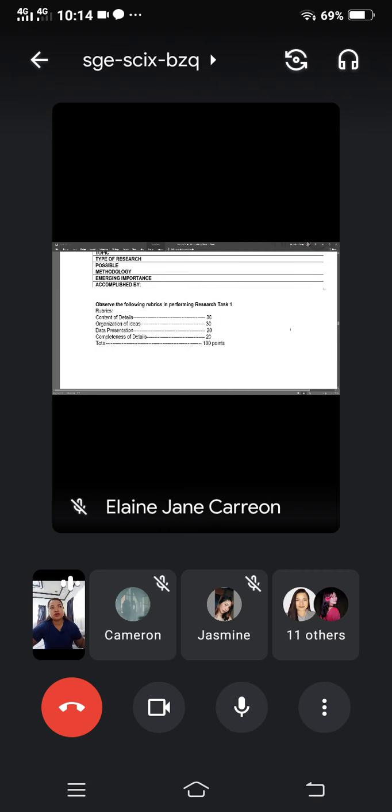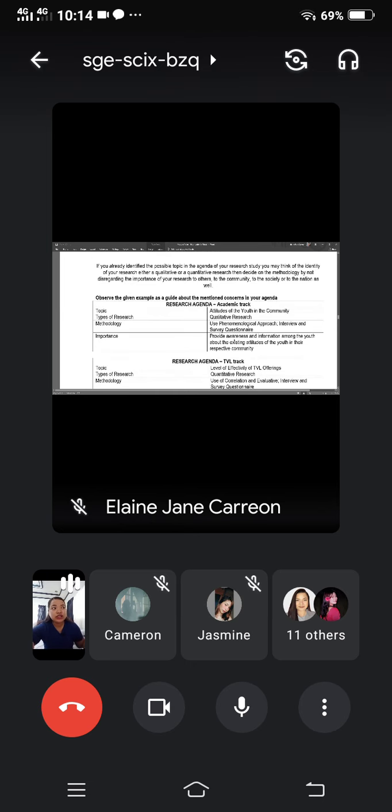This will be the rubric on your performance task number 1. Content details is 30%, organization of ideas is 30%, data presentation 20%, completeness of details 20%. As you can see, I only put a few. You can add as much as you want, as long as it will be specific or comprehensive. Any question? No questions? Or are you asleep?